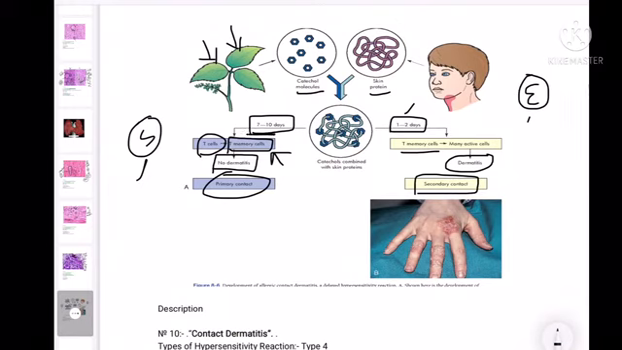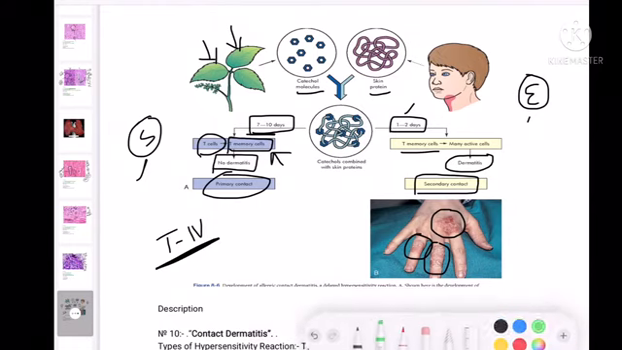Then this one. So here we can see dermatitis. So contact dermatitis is a type 4 hypersensitivity reaction. So this is contact dermatitis, type 4 hypersensitivity reaction. The organ is the skin. Thank you very much.